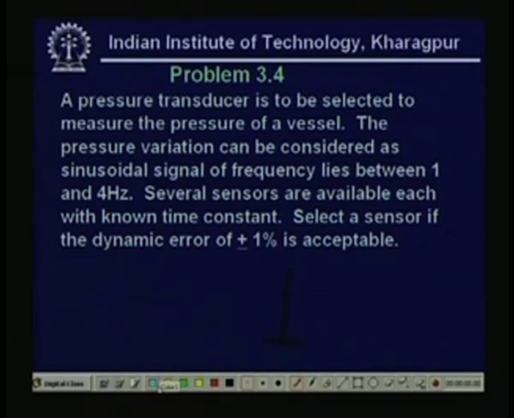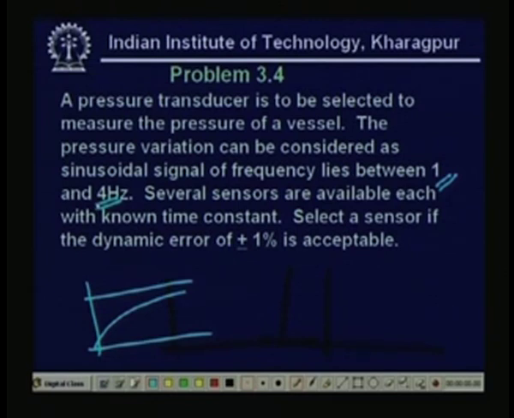So, it is a first order system, it can never overshoot, it will always go below. So, it is always minus 1%, and you have to find the time constant of the system, that is your question, or rather what is the range of the time constant, because it is 1 Hz to 4 Hz. So, if it lies between this, what should be the range of your time constant?